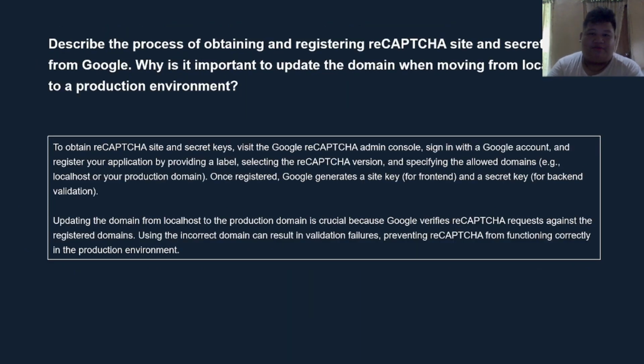Describe the process of obtaining and registering reCAPTCHA site and secret keys from Google. Why is it important to update the domain? To obtain reCAPTCHA site and secret keys, visit the Google reCAPTCHA admin console, sign in with your Google account, and register your application by providing a label, selecting a reCAPTCHA version, and specifying the allowed domains, for example localhost or your production domain. Once registered, Google generates a site key for the front-end and a secret key for back-end validation.